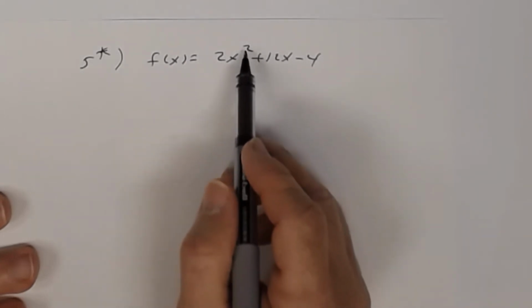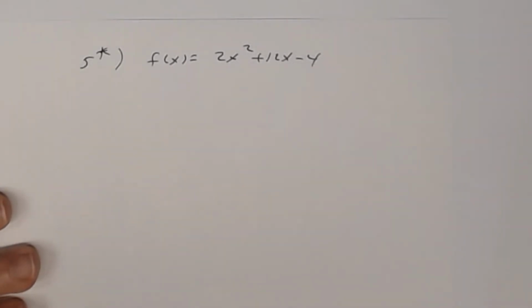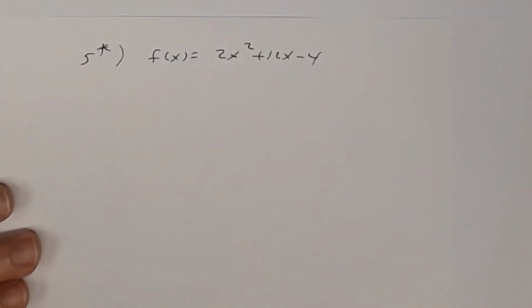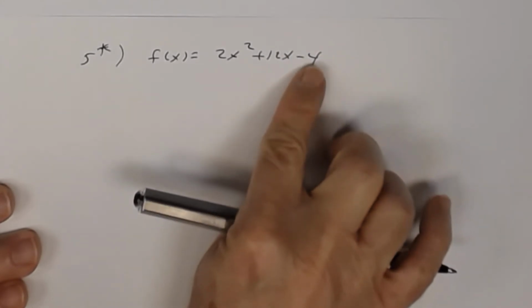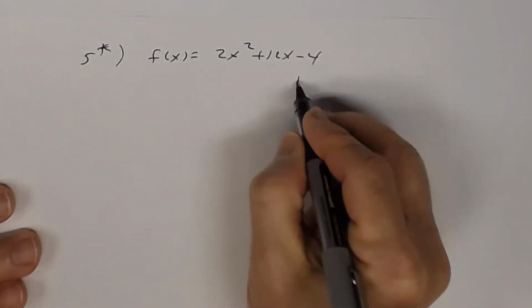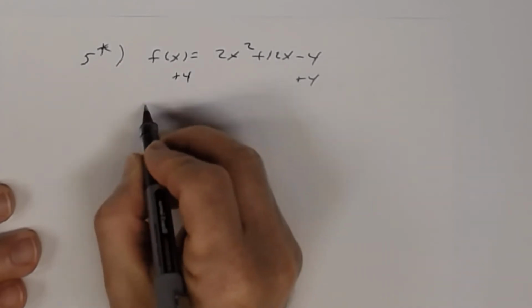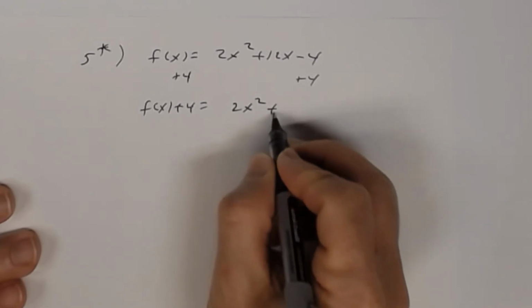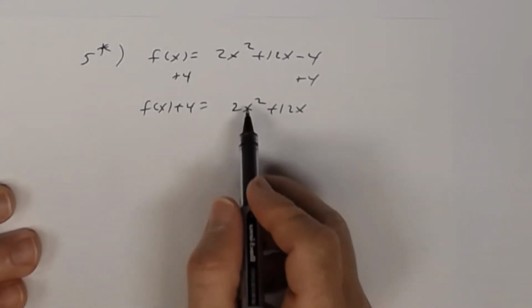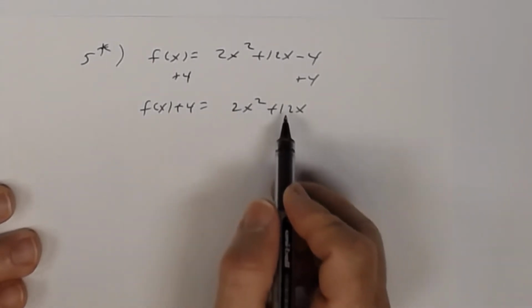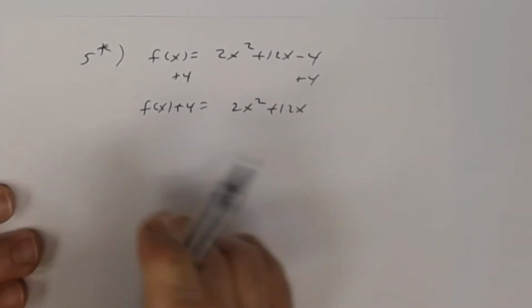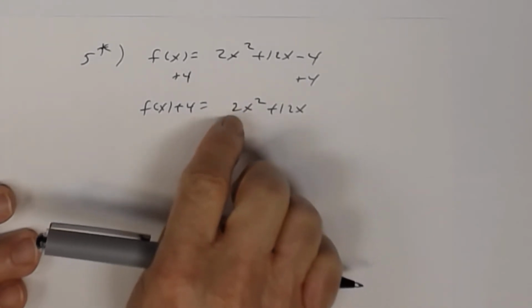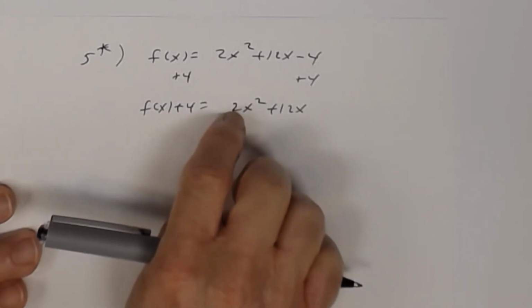So remember, when completing the square, we have to have the coefficient of x squared to be a 1. Right now, it's not. All right. So what I'm going to do first is add 4 to both sides. And so I get f of x plus 4 equal 2x squared plus 12x. All right, now I want x squared to have a coefficient of 1. So I'm going to factor out. That second approach is to factor out that leading coefficient. So we're going to factor out the coefficient of x squared.